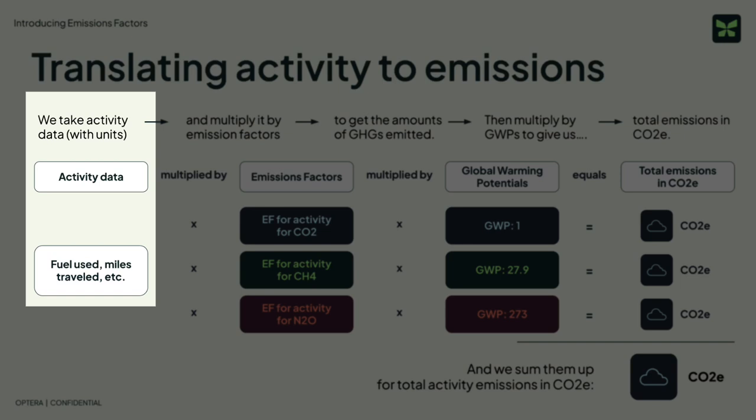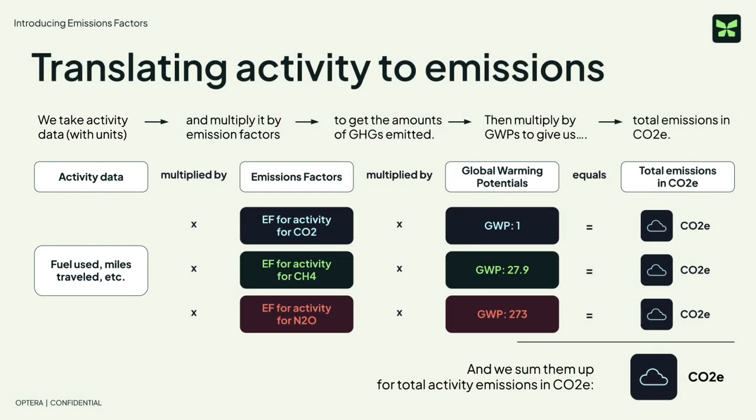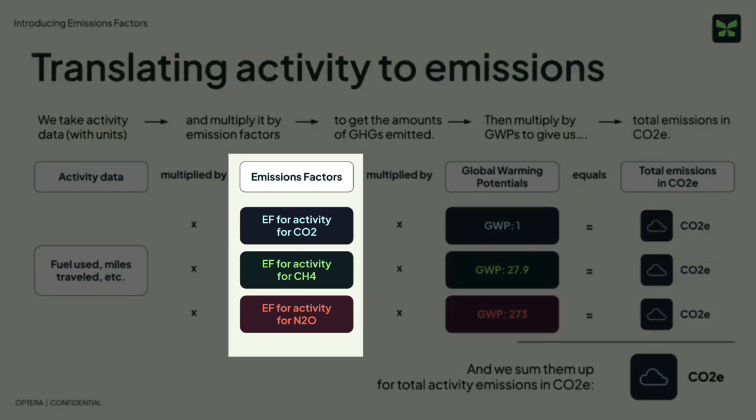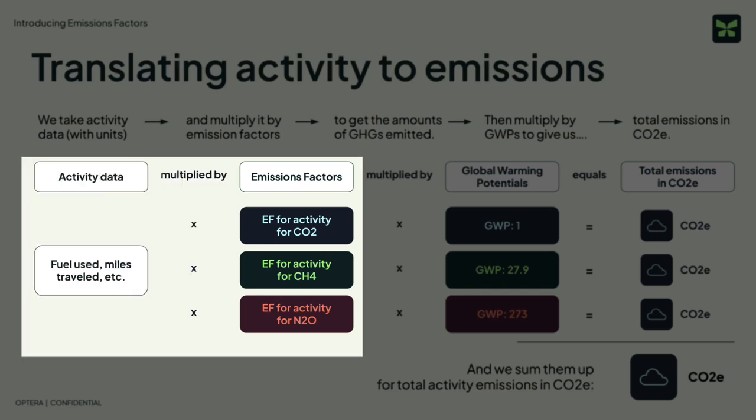Or it could be the amount of electricity in kilowatt hours consumed by a manufacturing plant or office. After we have our activity data, we then find the specific emissions factor for that activity. Then you multiply that specific emissions factor by the activity data. You can find emissions factors in a few different resources, like the EPA or UK's DEFRA.